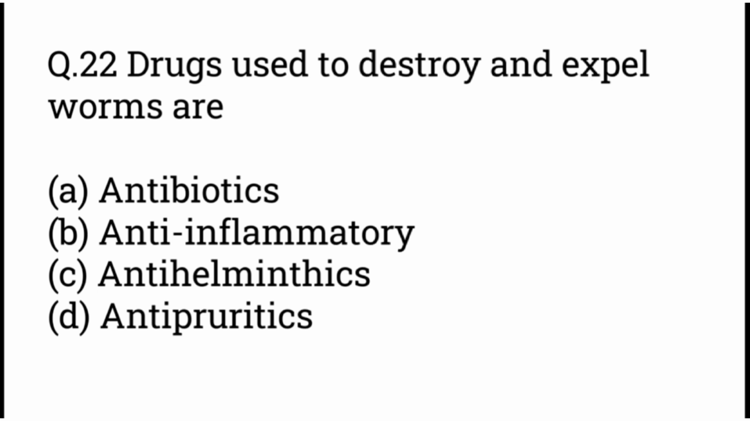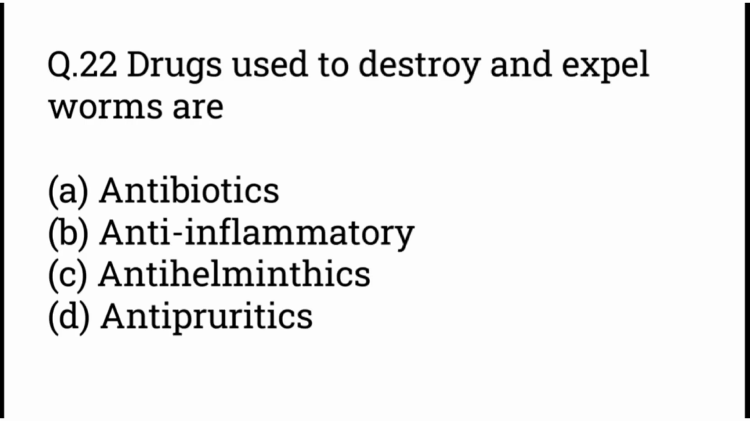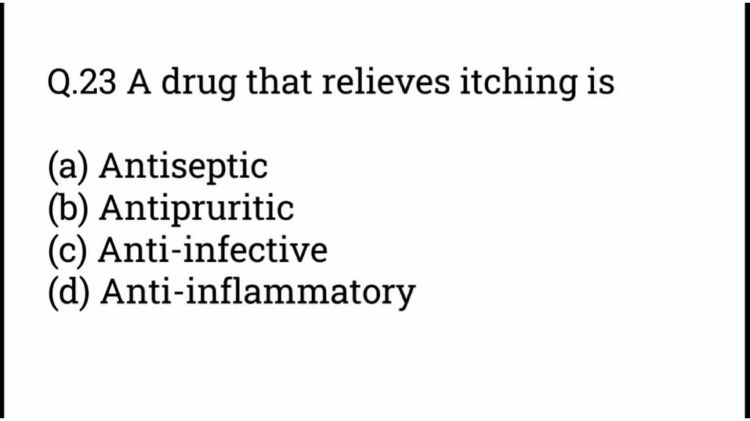Anti-helminthics: the word helminthics is used for worms, and anti-helminthic will be the answer where the drug is used to destroy or expel the worms. A drug that relieves itching is called as antiseptic, antipruritic, anti-infective, anti-inflammatory. See, the answer is: the word pruritis is used for itching, so the answer will be antipruritic.